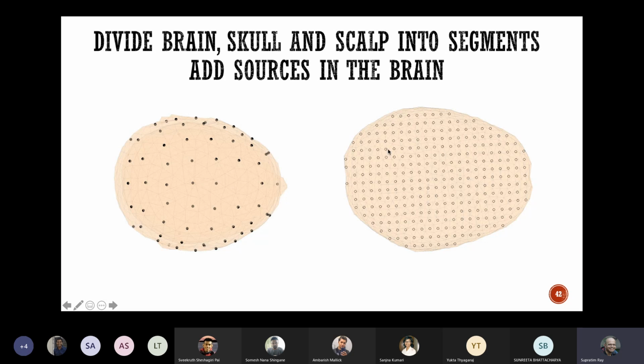And this is the source model. This is where you assume that the dipoles are, these open circles are the dipoles. Okay, so now you've got a source model, a head model, electrode locations, and you can actually compute now the gain field matrix, this matrix G, based on all of this.